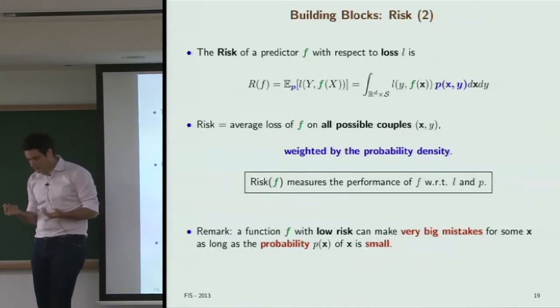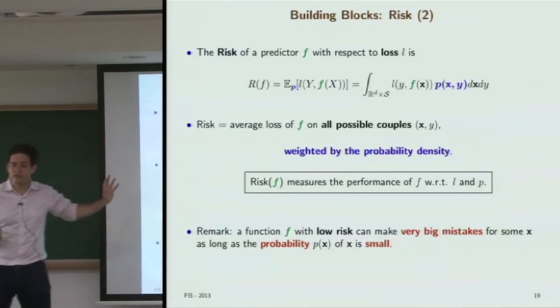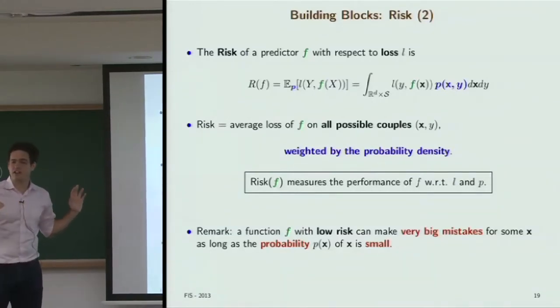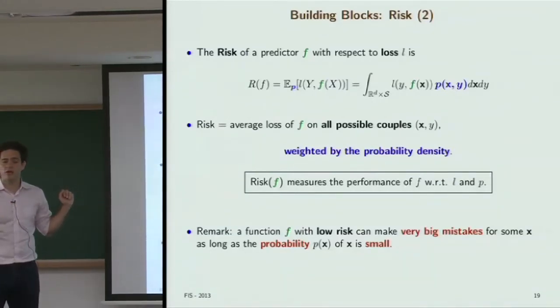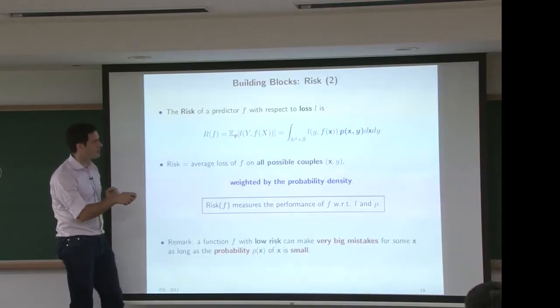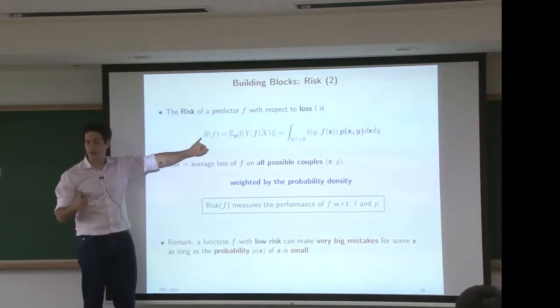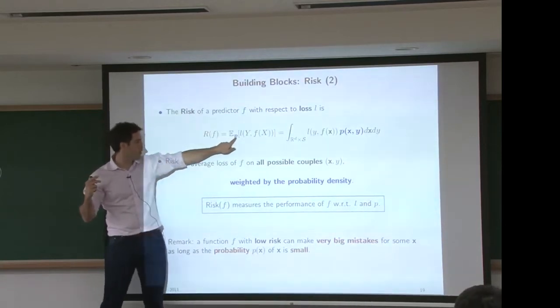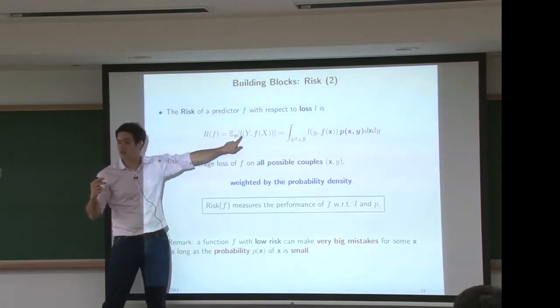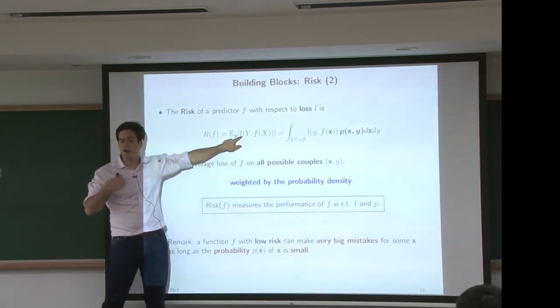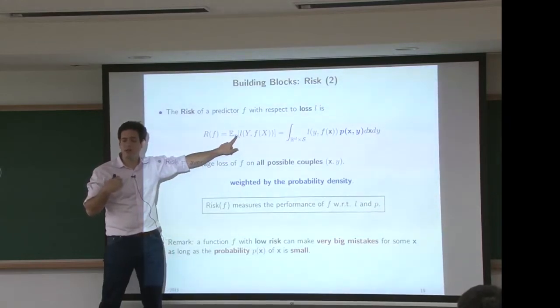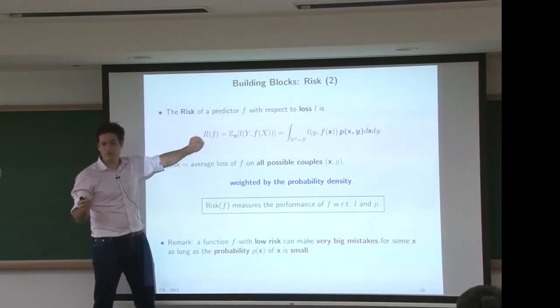So again, we will use risk as the standard to define whether a function, the predictor here, is good or not. Okay? And to define risk, we need to define a loss. So risk equals two things, probability and loss. Loss we define ourselves, probability we assume that it exists, and this gives us the risk.